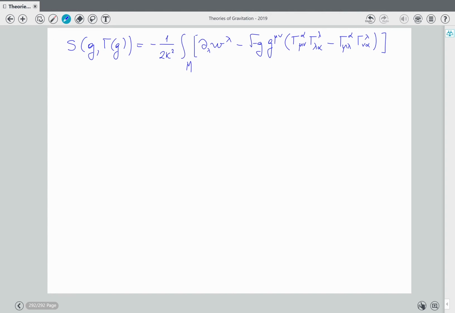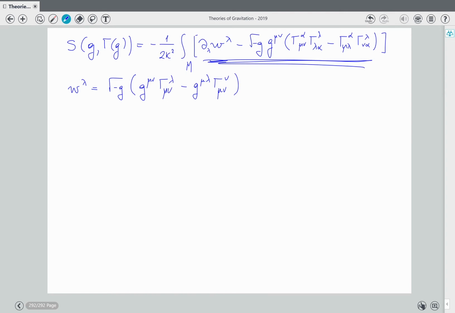Let us recall what this W lambda is, because it will be used. W lambda is the square root of minus g, g mu nu gamma mu nu lambda, minus g mu lambda gamma mu nu. So this part is okay, but it is not manifestly covariant. And this part is the boundary term. And the total is manifestly covariant, but it has a non-well-defined variational problem. So what can we do?